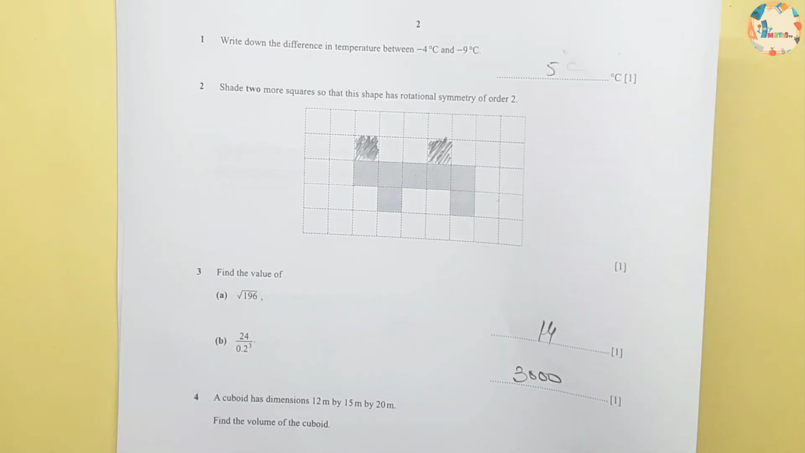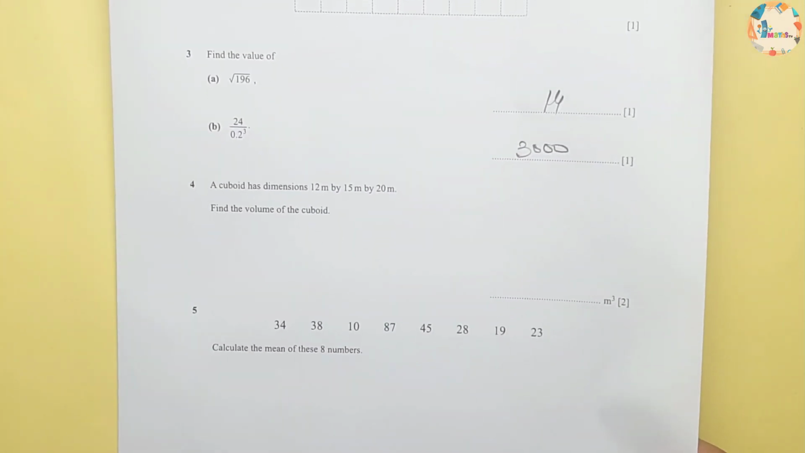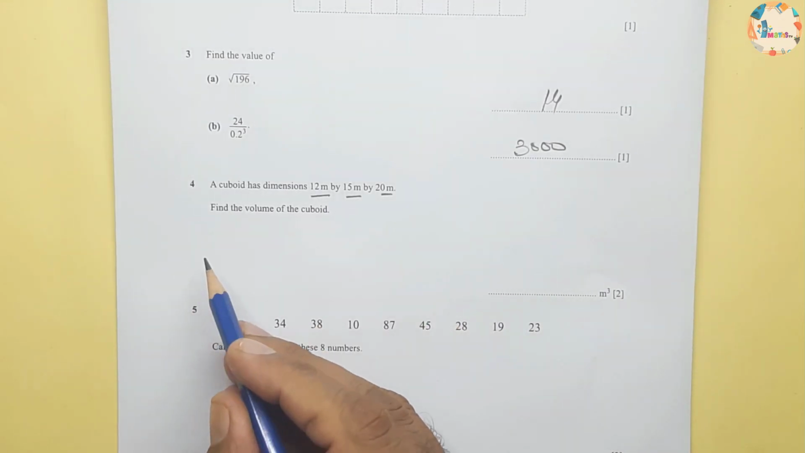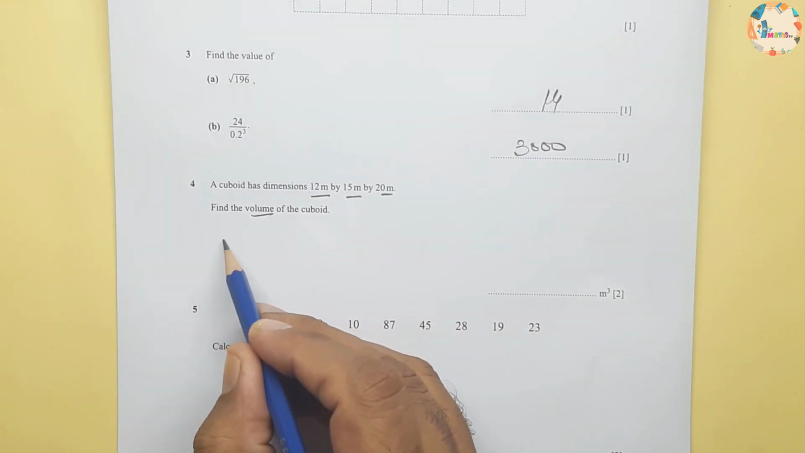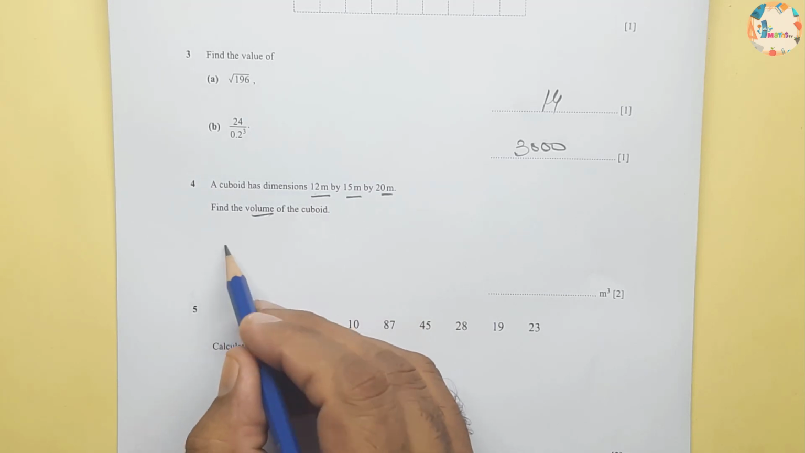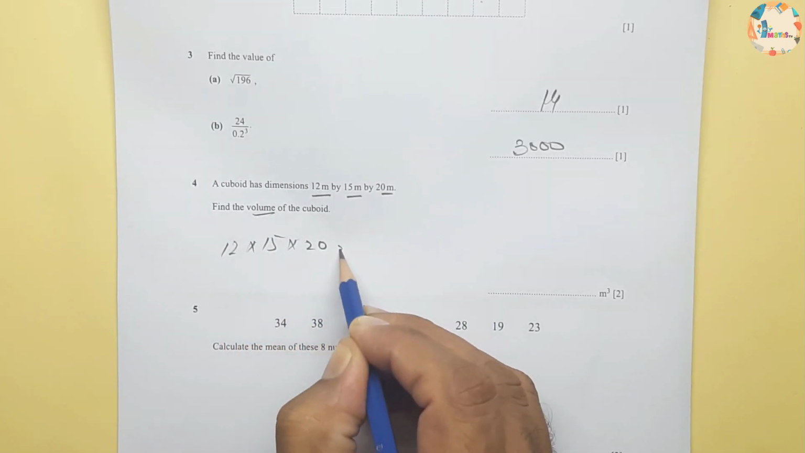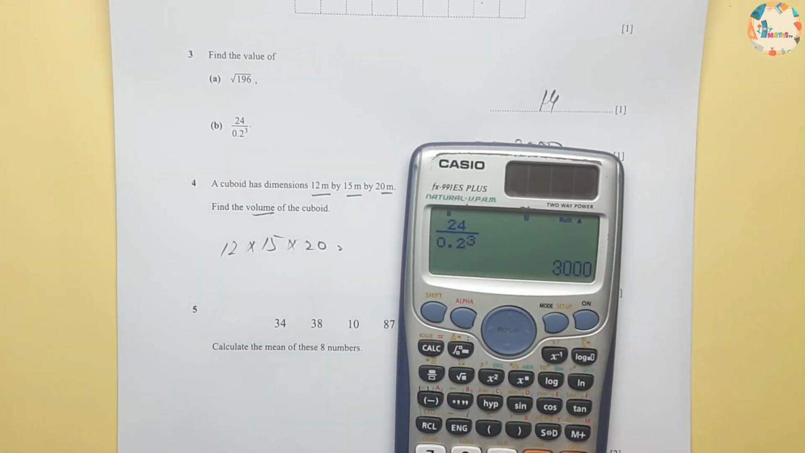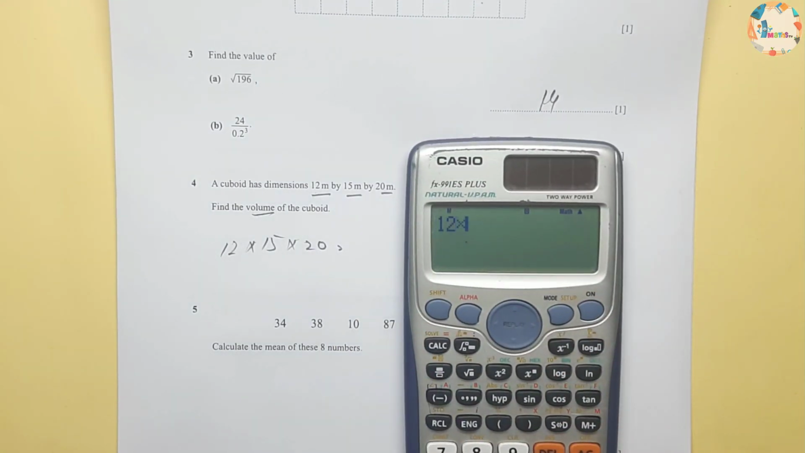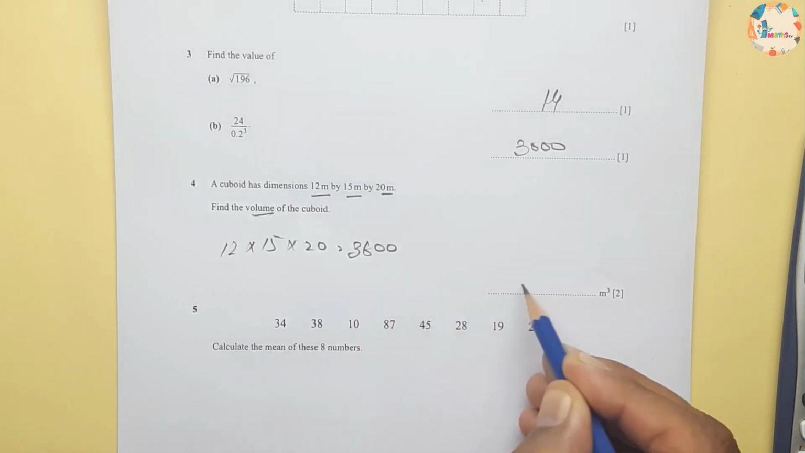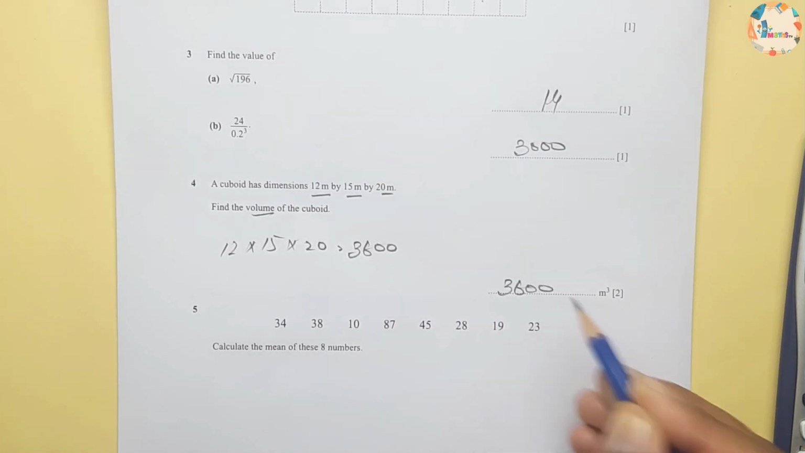A cuboid has dimensions 12 meter by 15 meter by 20 meter. Volume is length times width times height. So this will be 12 times 15 times 20, which is equal to 3600 meter cube. So 3600 will be our answer.